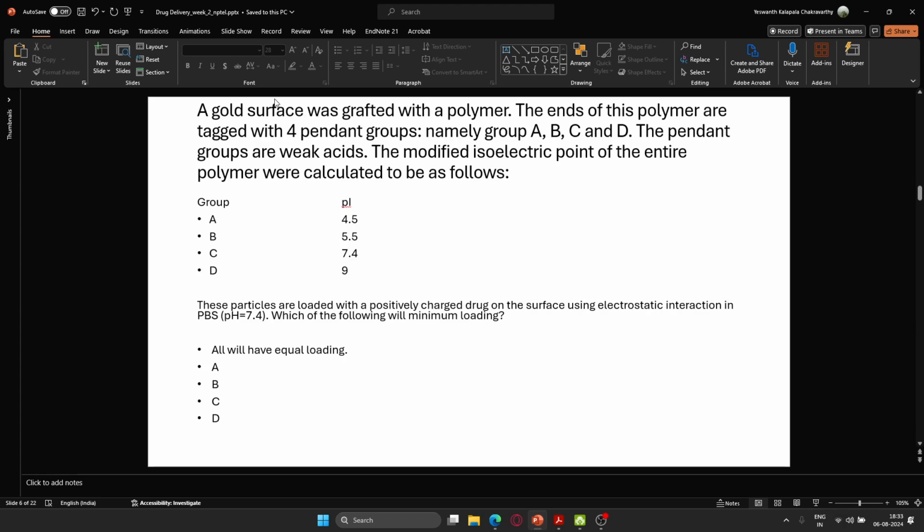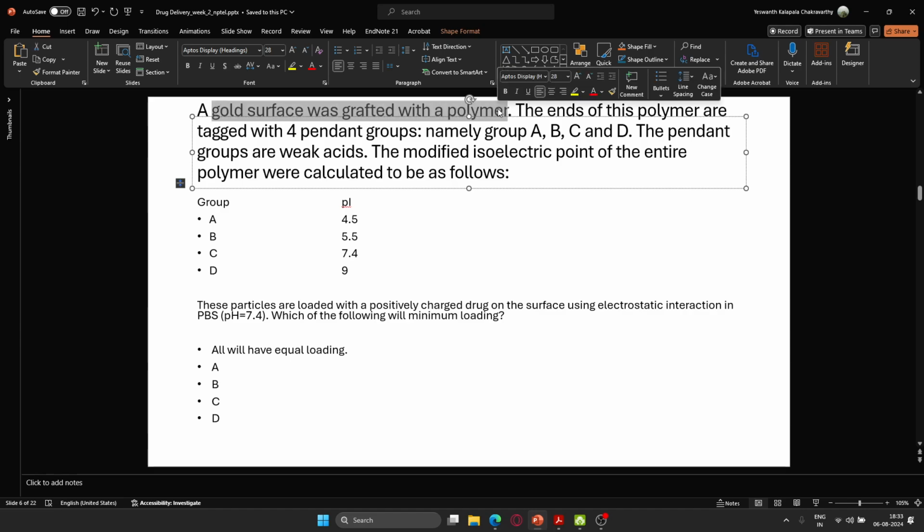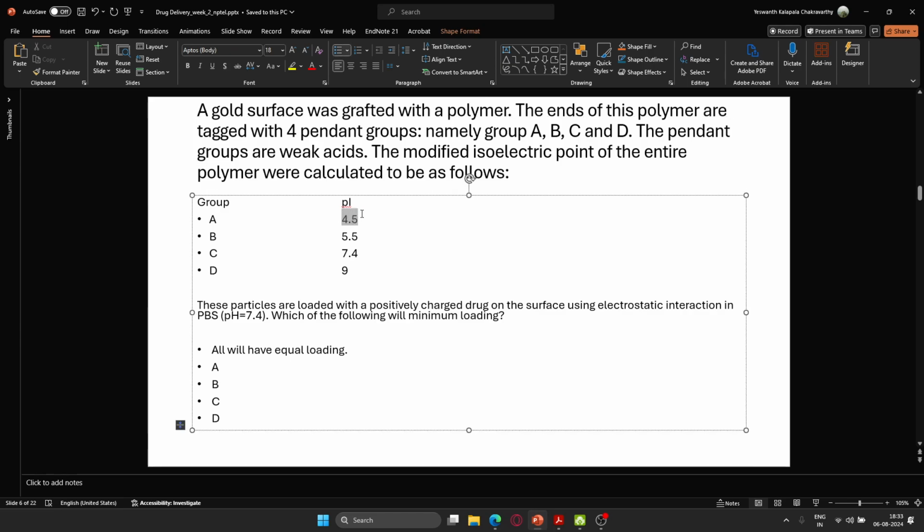Now what they're saying is a gold surface was grafted with polymer, and the end of this polymer has four groups attached to it. All of these four are weak acids. And once they attached, they measured the isoelectric point of the entire polymer. If group A was attached, the isoelectric point was 4.5. Group B was attached, the isoelectric point was 5.5. Group C was attached, the isoelectric point was 7.4, and group D had an isoelectric point of 9.